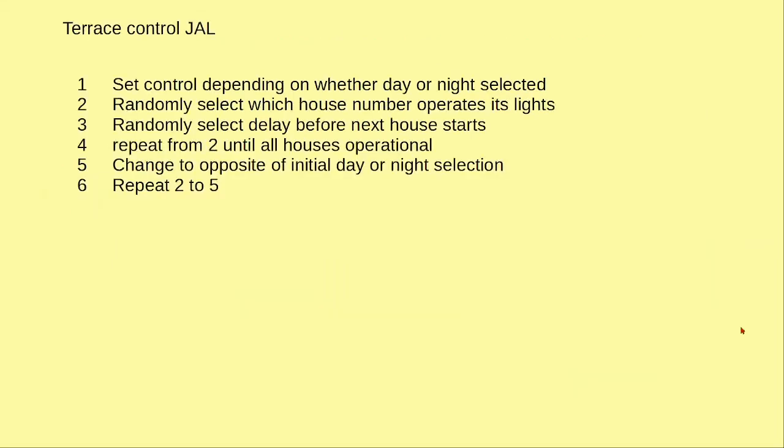The Terrace control follows this sequence. You set the control on whether you want day or night. You then randomly select which house number operates its lights. We then select a delay randomly before the next house starts. You repeat from 2 until all the houses are operational. You then change the selection of day or night and repeat from 2 to 5.